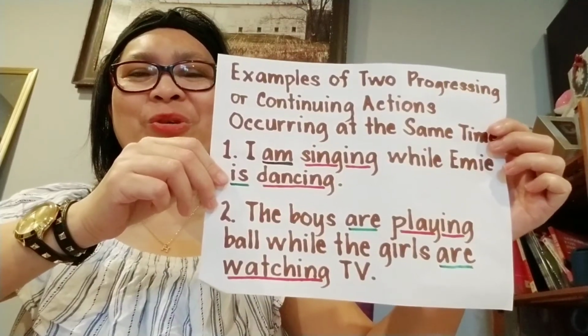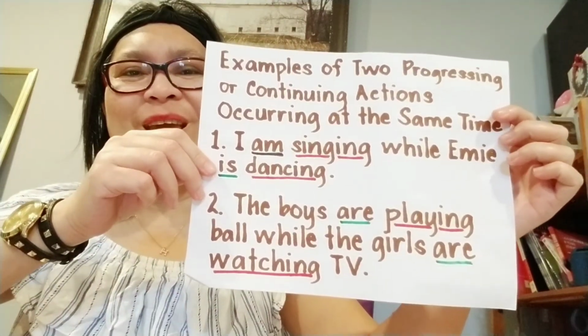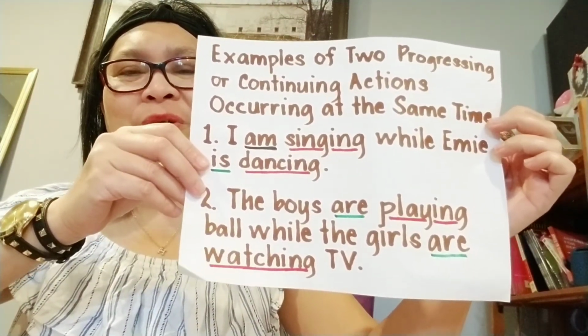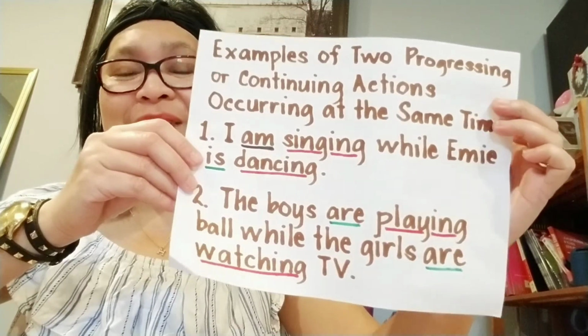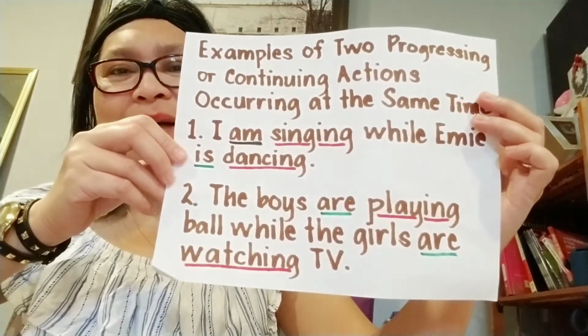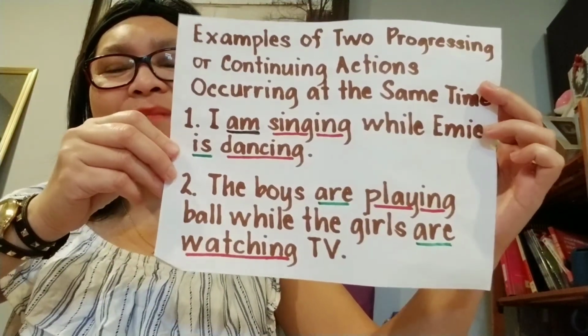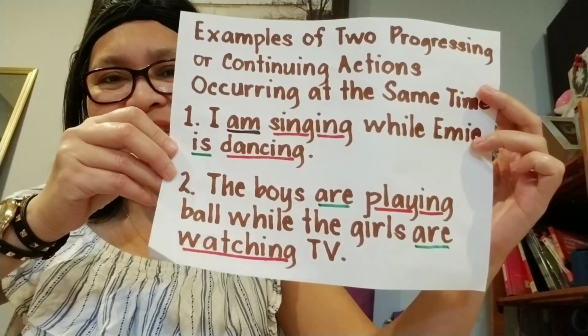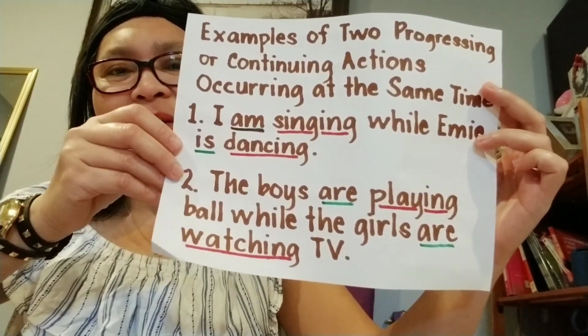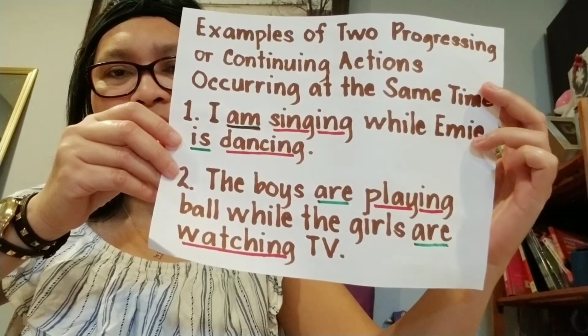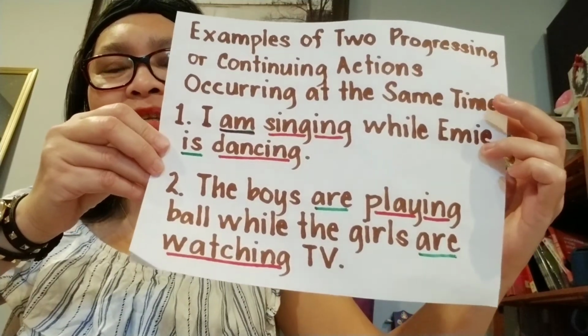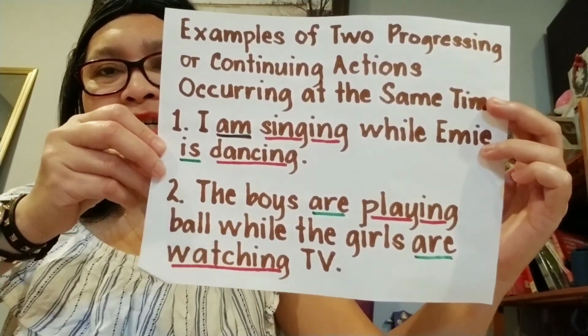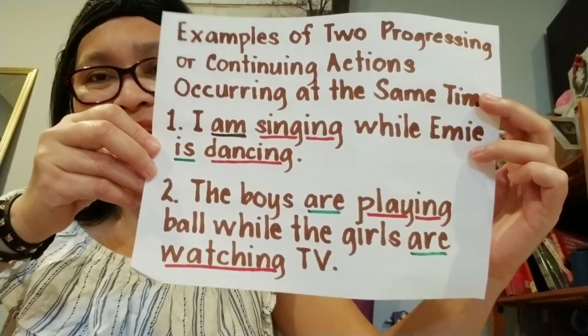The special use of simple progressive tense is the occurrence of two continuing actions at the same time. Here are examples. Number 1, I am singing while Emmy is dancing. Number 2, the boys are playing ball while the girls are watching TV. You will notice the two progressing actions occurring at the same time in each sentence.